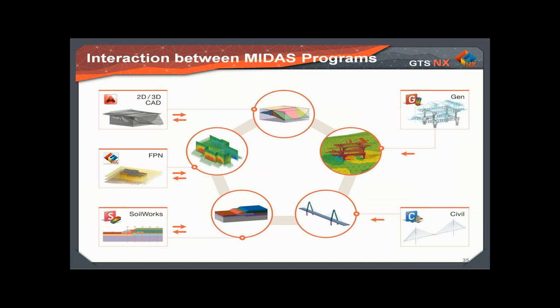Furthermore, GTS NX can import model information such as meshing, material, structural cross-section, and load and boundary conditions from other MIDAS software, such as MIDAS Gen or Civil. The CAD interface transfers project data for expanded analysis requiring soil structure interaction and detailed 3D investigation, such as bridge pier and tall building foundations.